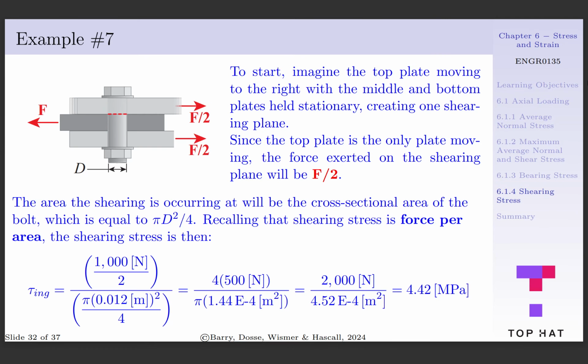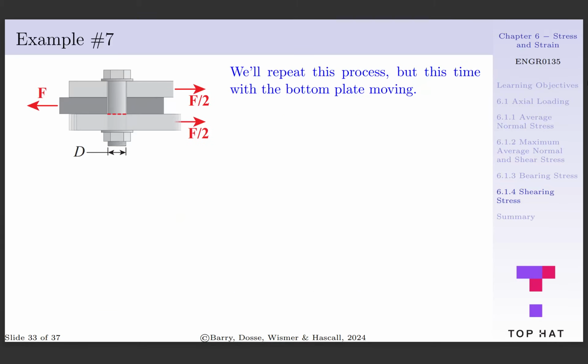Recalling that shearing stress is force per area, we have the applied force 1,000 newtons per 2 divided by the cross-sectional area of the bolt, pi times 0.012 squared meters per 4. Rearranging, we get 4 times 500 newtons divided by pi times 1.44 e to the minus 4 meters squared, which is equal to 2,000 newtons per 4.52 e to the minus 4 meters squared, ultimately giving us a shearing stress of 4.42 megapascal. We can also use the same process with the bottom plate.